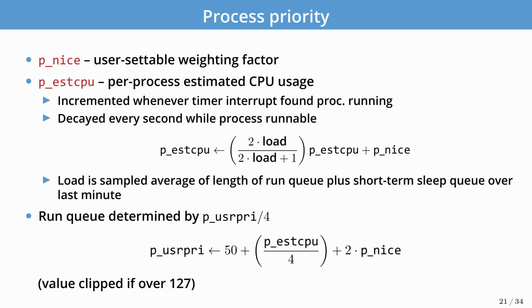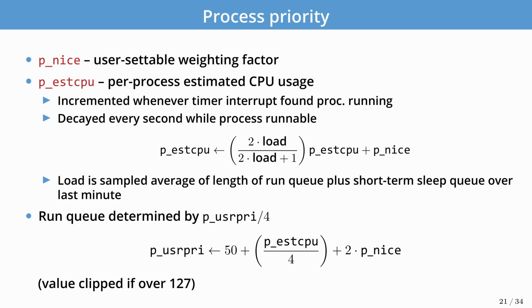The second is the estimated CPU. This is the per process estimated CPU usage. Remember that in this version of the multi-level feedback queue, the lower number refers to a higher priority. And the way that it works is as a program is running, if we deschedule the program because a timer interrupt triggered, we're just going to increment the estimated CPU. We're making the estimated CPU a little bit larger. And this is effectively decreasing the priority of the program.